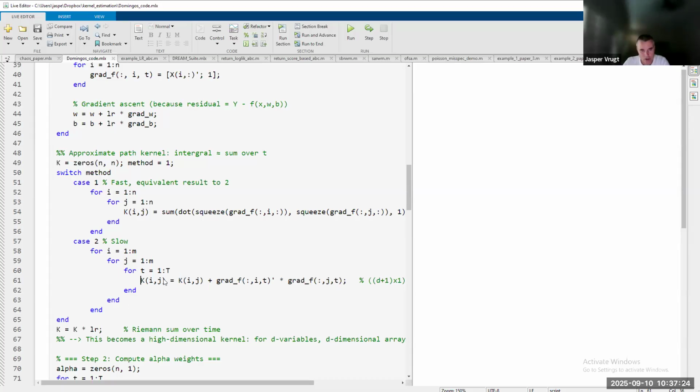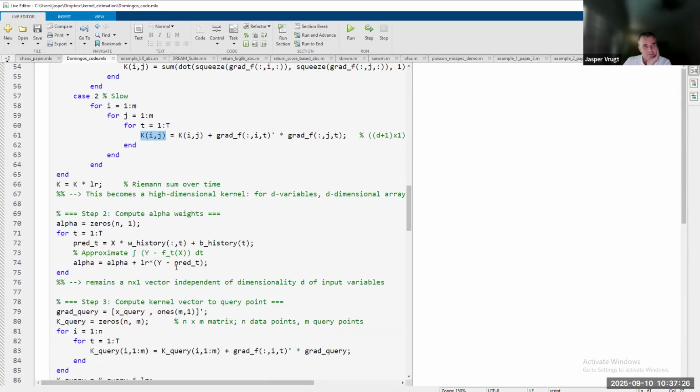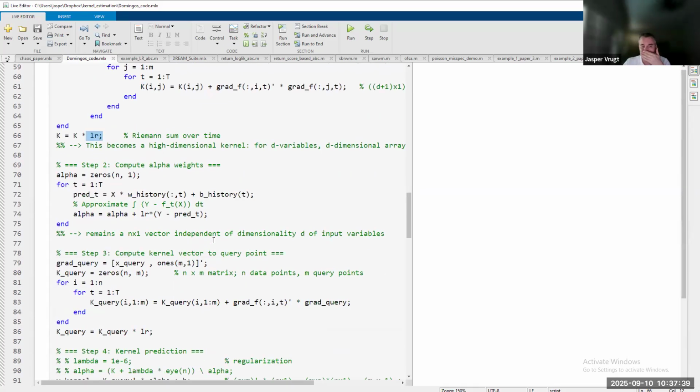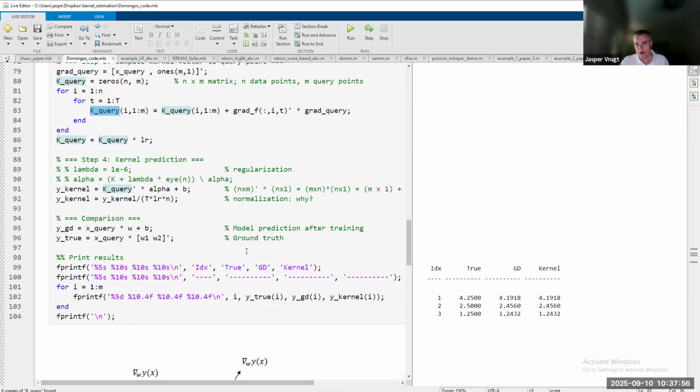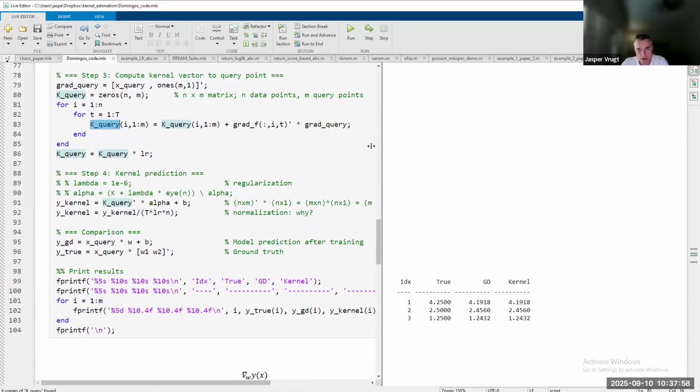Now, anyway, this gives a kernel. I multiply that kernel with the learning rate. And this was one of the questions I had. Now, the methods, I can run the code, you'll see it all adds up. Once I have my kernel, I can evaluate this kernel at my new points, and that gives a prediction. And I'll show you that. I think I ran it before, so here's an example.